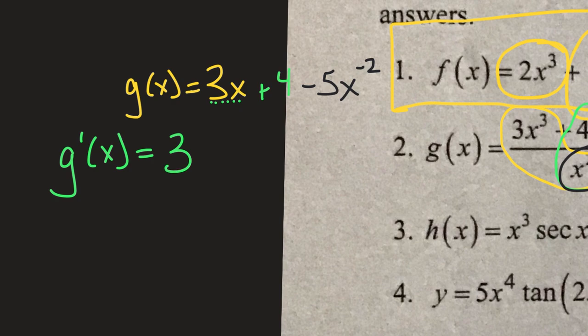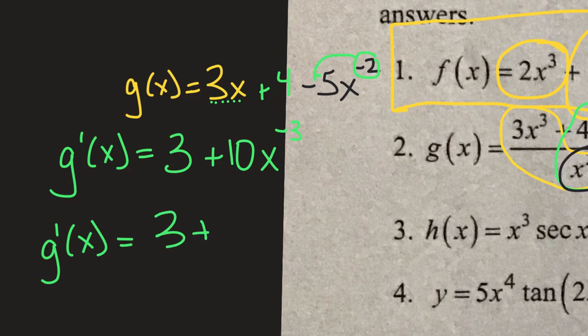Just the slope. And then negative 2 times negative 5 is plus 10x to the negative third, right? Because we subtract 1 from the exponent. So finally we can take our x to the negative third and put it back into the denominator as something like this.